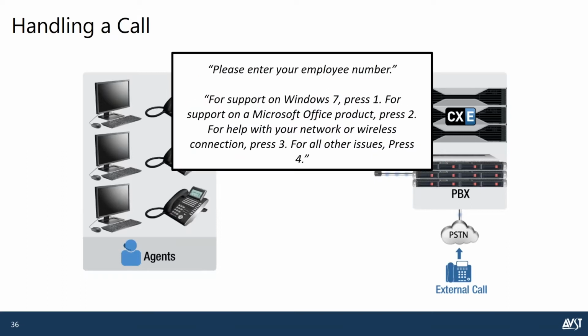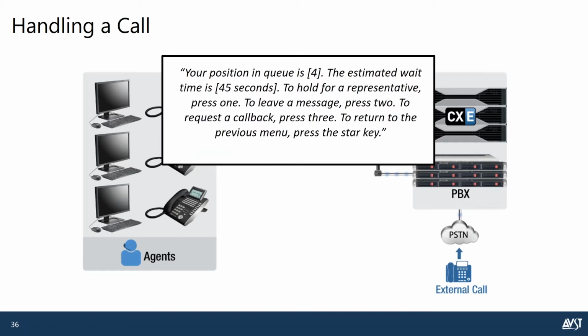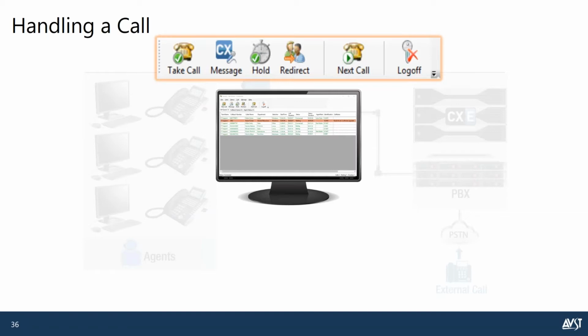Then I ask for a multiple choice input. What are you looking for help on? Then I tell them you're number 4 in the queue, 45 seconds. To hold, press 1. To leave a message, press 2. Request a callback, press 3. And now they're in the queue. And basically, that's the verbose version of the application where we're asking for a lot of information. And it can be much simpler than that.